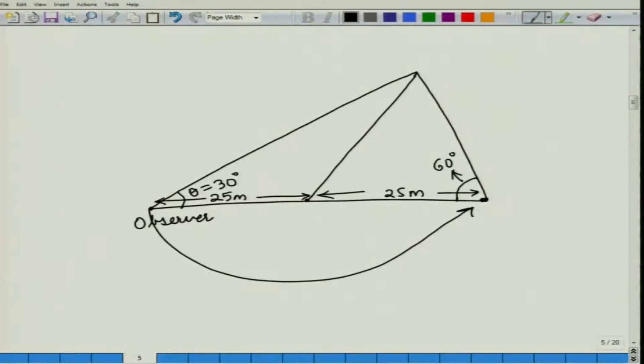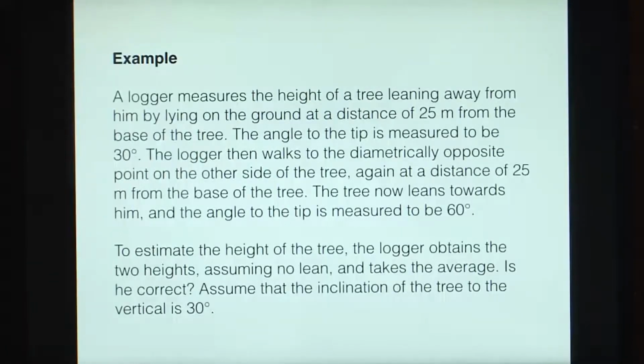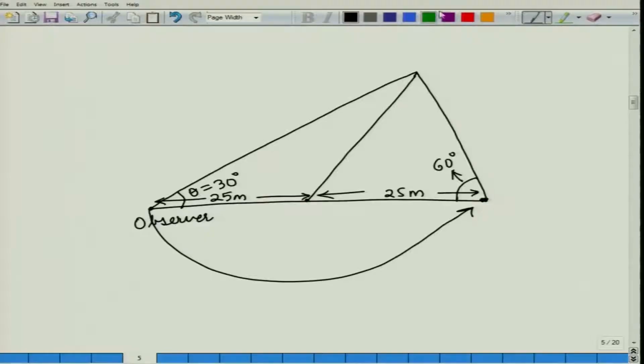Now, the question further states, to estimate the height of the tree, the logger obtains the two heights assuming no lean and takes the average. Is he correct? Assume that the inclination of the tree to the vertical is 30 degrees. So, coming back to the tablet, what it states is the angle of inclination of the tree to the vertical. So, this angle is 30 degrees.